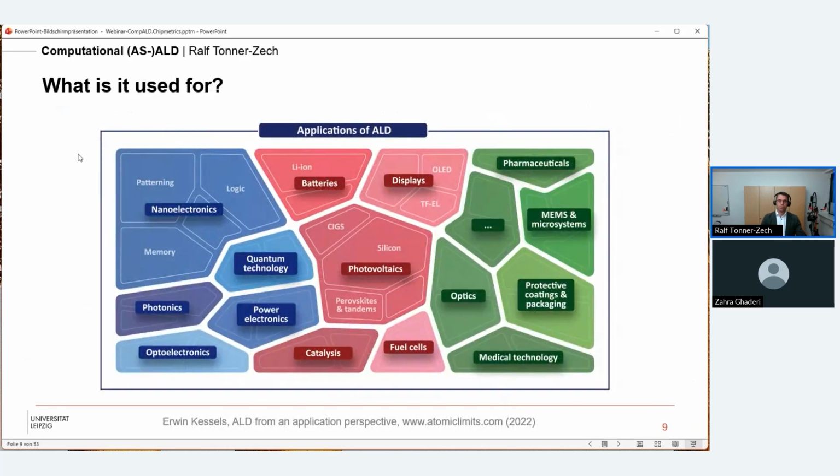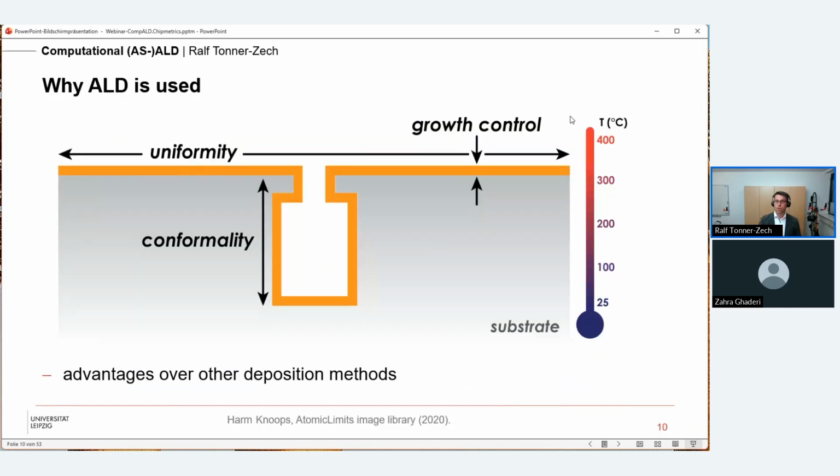Okay, what is it used for? Just one slide on the overview, because that's not the main topic of this talk. This is a very nice representation from a website. If you don't already know it, I would bookmark it, atomiclimits.com. It's a wonderful repository run by Evan Kessels in his group in Eindhoven, which summarizes and brings together the best works, literature, and also really, really interesting figures. And here they show where ALD is currently being applied. So it's all kinds of technologies. Often it is some sort of coating, but sometimes it's also the technique which is used to create the structures which are actually the functional structures.